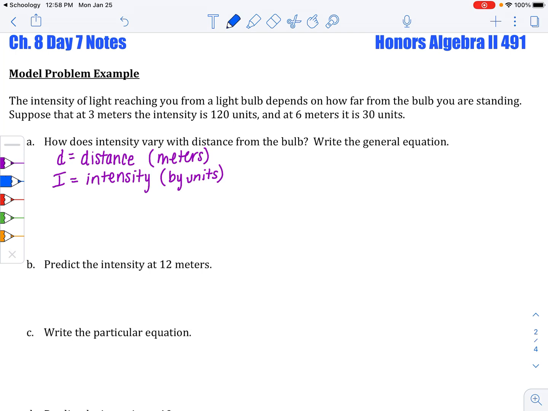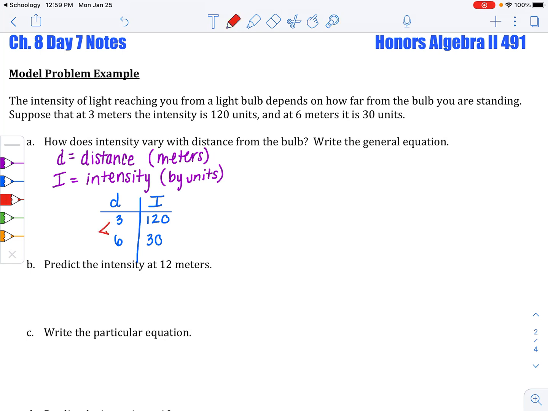I'm going to make a nice table, just like we had above. I'm going to create it though. So I'm going to have my X and my Y, depending on how you labeled it. I know at 3 meters, I have 120 units of intensity. And at 6 meters, I have 30 units of intensity. Already noticing my Y's are decreasing. Hint, hint, hint, we're going to have inverse.